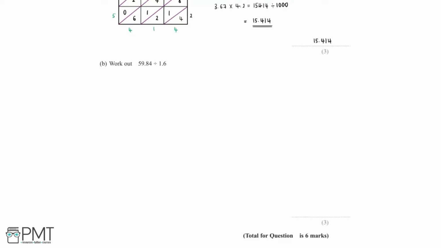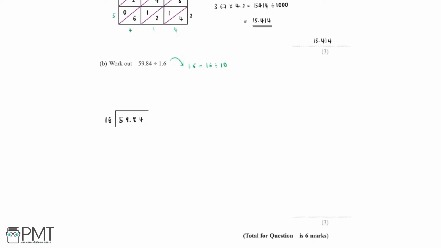Now in part B, we need to work out 59.84 divided by 1.6. Now we can use the bus stop method in order to work this out. Now we know that 1.6 is equal to 16 divided by 10. And so we can use the bus stop method in order to find 59.84 divided by 16.